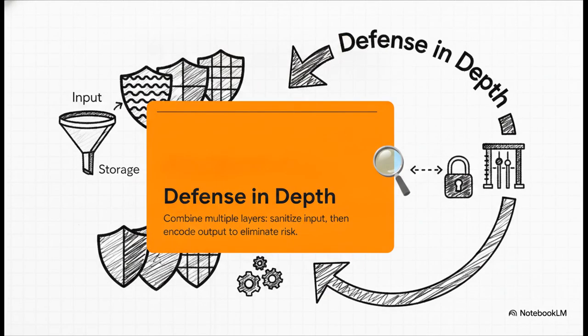And that brings us to the overarching philosophy of this entire explainer, defense in depth. Secure coding is all about combining multiple layers of security. You use sanitization to drastically reduce the risk when your app is forced to accept complex, rich input. But remember, that's just layer 1. Once you've safely sanitized and stored that data, you still absolutely must use output encoding when you display it back to the user. They work together to eliminate the risk.